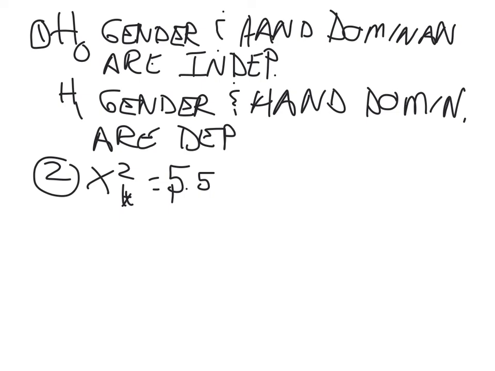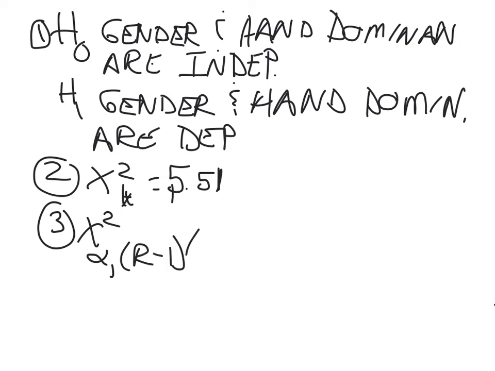Okay, so you've got H0: gender and hand dominance are independent, and H1: gender and hand dominance are dependent. You've got your chi-square star of 5.51. You're going to get your chi-square of alpha with, sorry, my fault, with r minus 1 times c minus 1 degrees of freedom, and that's going to be 0.10 in this case and 1, and when you look that up, it's 2 point something.